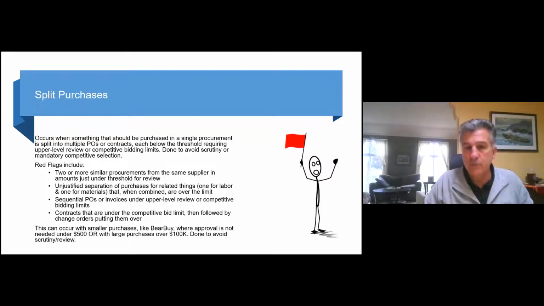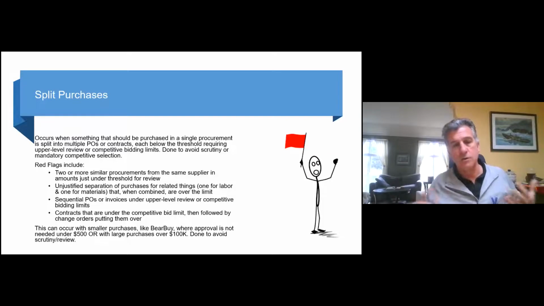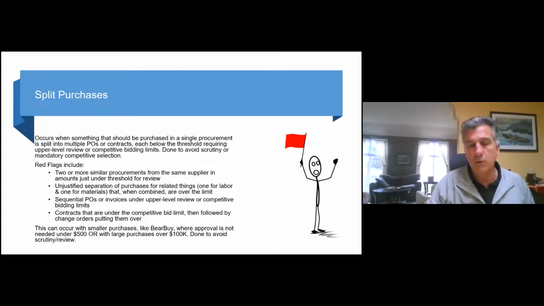Contracts that are under the competitive bid limit and then followed by change orders, putting them over. And just as a little sidebar here, these kinds of things can happen not just with large, hundreds of thousands, contracts in the, over $100,000. They can occur with things like bear buy, where supervisory approval is not needed for things under $500. And again, it could also occur with the larger purchases over $100,000. And quite simply, this is all just done to avoid scrutiny or some kind of review.